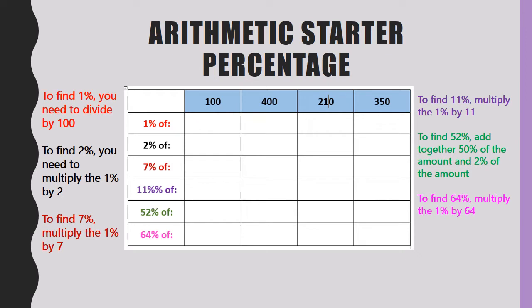So, I'd like you to start off by writing down 1% of 100, 1% of 400, 210 and 350. Then once you've done that, use that information to help you find 2%. So if you know that 1% is whatever it is, then what are you going to do to help with 2%? That's right, you're going to multiply that answer by 2. And the same with 7%, you'll multiply it by 7 and so on and so forth.